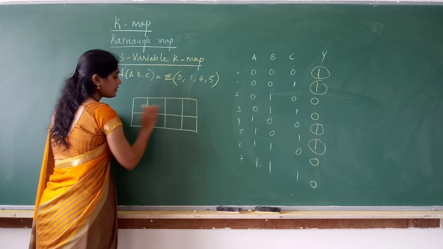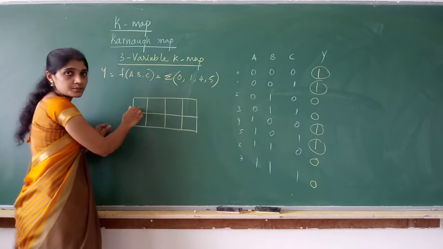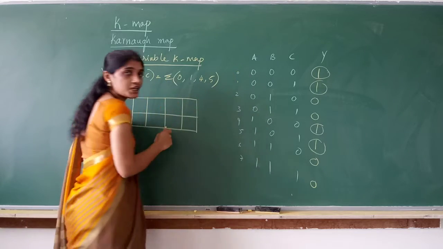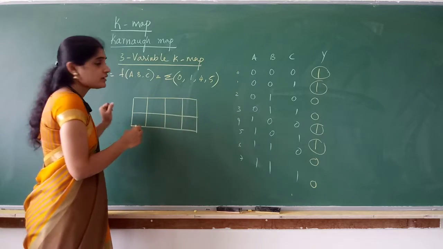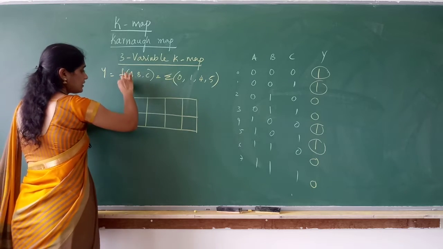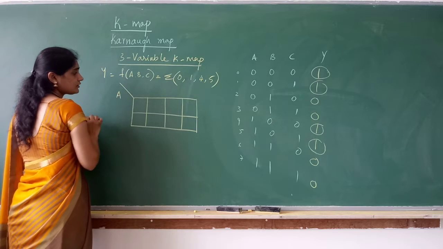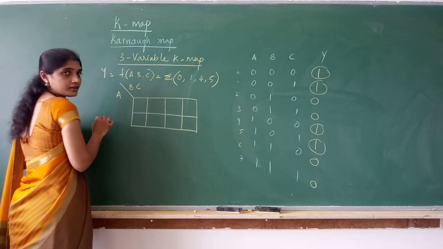1, 2, 3, 4, 5, 6, 7, 8. 8 cells. Each cell corresponds to each combination of input. Right? How many input variables do I have? A, B, C. I put a line over here. I'll write A here, B, C here.